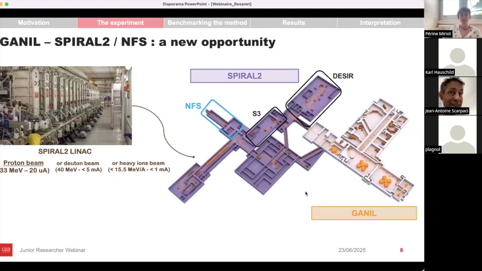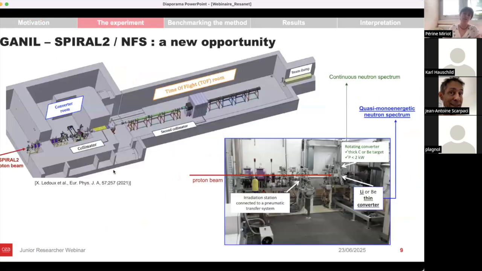So you have here a schematic representation of GANIL and SPIRAL 2, with the SPIRAL 2 LINAC here, which can deliver, among others, a proton beam of 33 MeV, which can then be sent into different facilities. And for this experiment, it was sent into the Neutrons for Science facility, of which you also have a schematic view here. This facility can deliver neutron beams which are unique in terms of intensities. And that enabled this first study of the PGR.